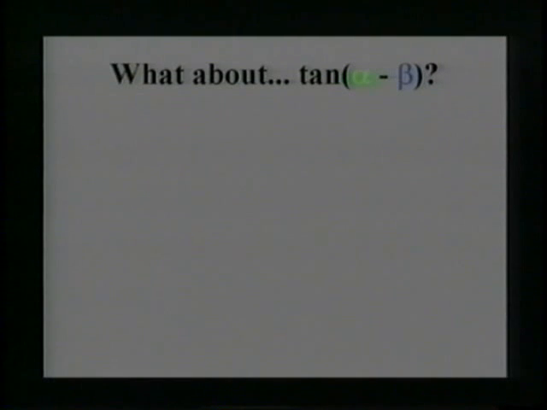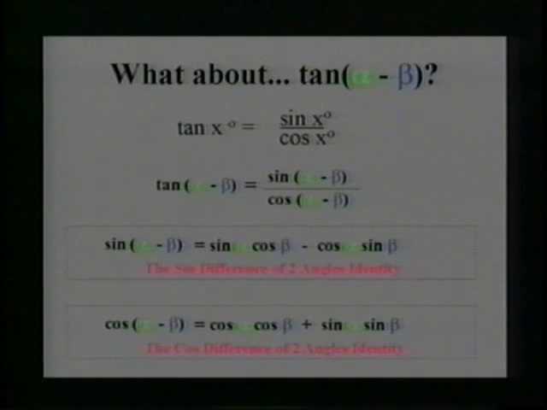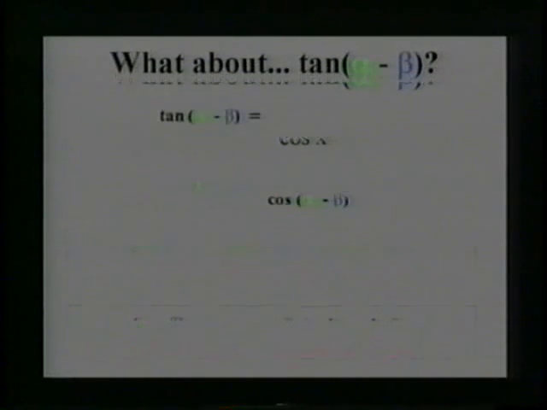So let's try and derive a fancy formula for this one. Considering the tangent is the sine over the cosine, if we want to know the tangent of alpha minus beta, we could say it's the sine of alpha minus beta over the cosine of alpha minus beta, using that same identity. Now we've got theorems for the sine of alpha minus beta and the cosine of alpha minus beta. So I take all this and put it in the top, and all this and put it in the bottom, and I almost have a theorem.